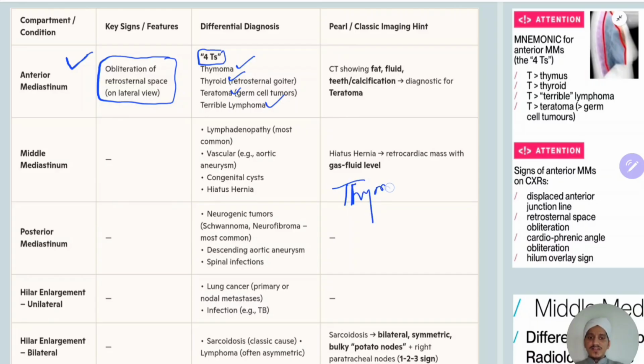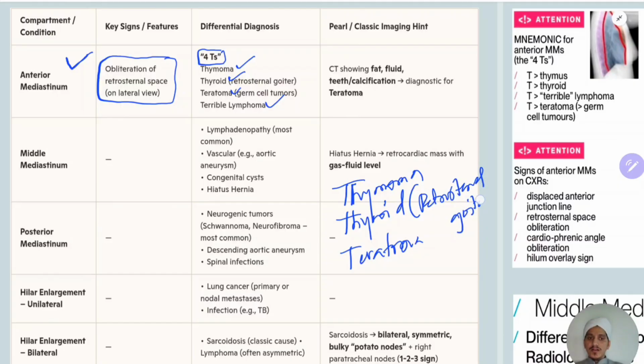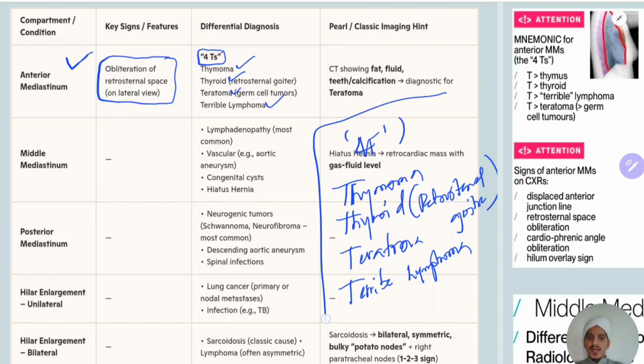One more thing to revise. Thymoma, these are easy because we know the anatomy. Thymoma, thyroid, teratoma, which is a germ cell tumor. So this is retrosternal goiter, and the next one is terrible lymphoma. 4 T's of the anterior mediastinal mass: thymoma, thyroid, teratoma, and terrible lymphoma.